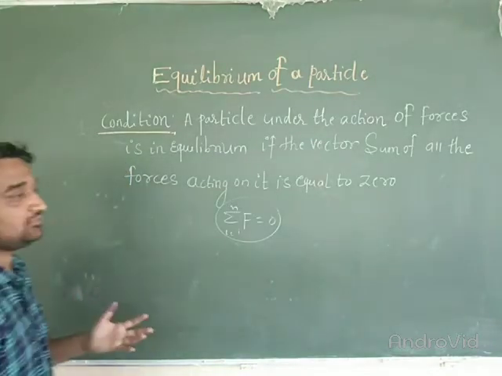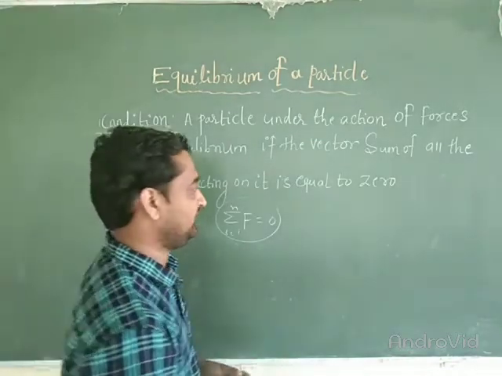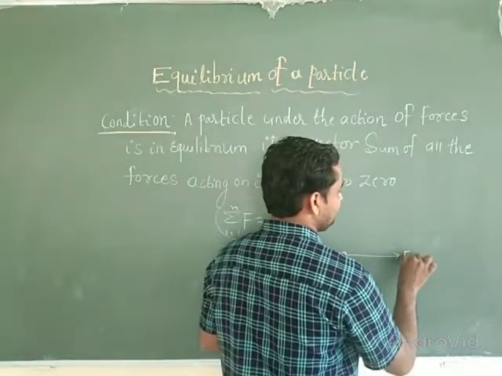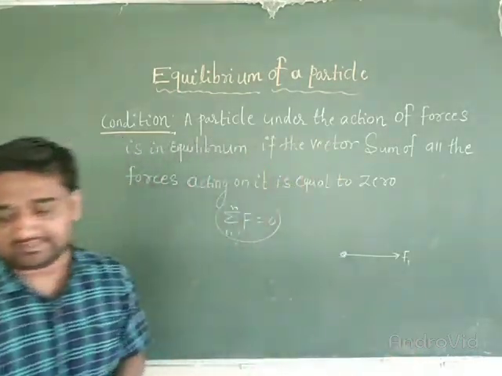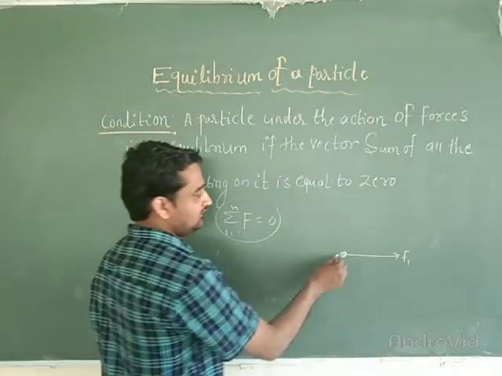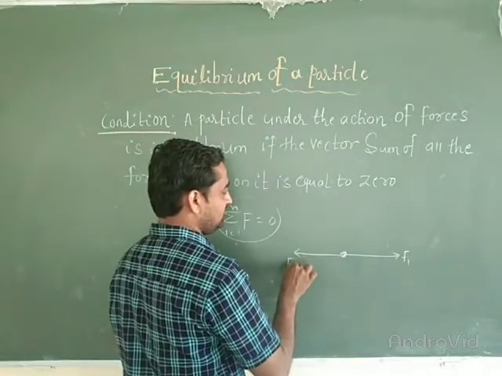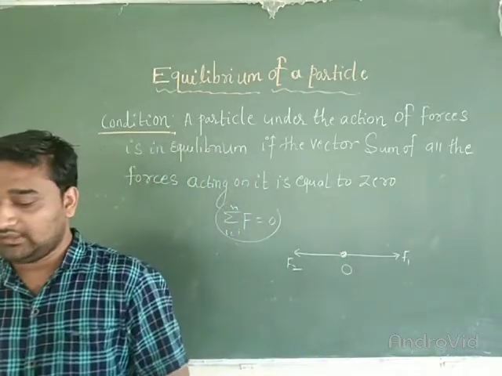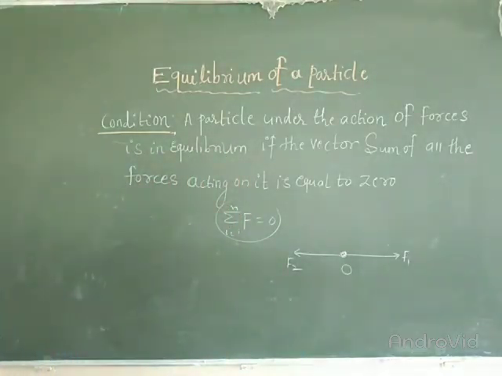That means for the condition of equilibrium of a particle, the object has one force acting in this direction, that is the force F1 acting in this direction, and the force F2 acting in this direction. Here the object is O. Now these two forces F1 and F2 are acting on a particle or the object. Then we say that the object is in the equilibrium state.